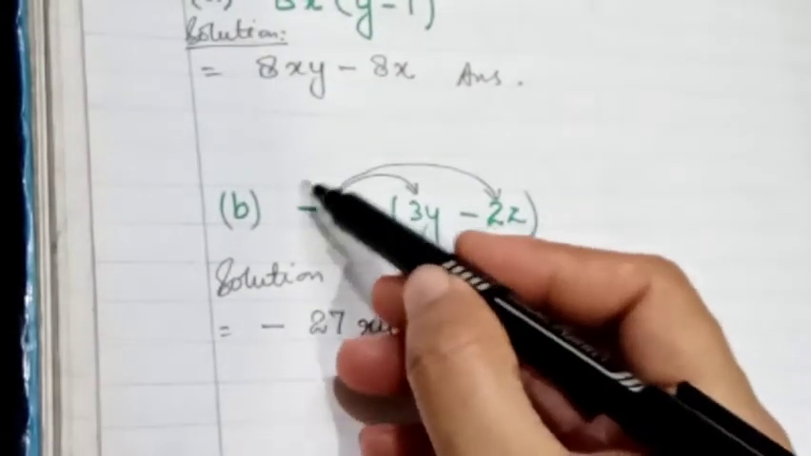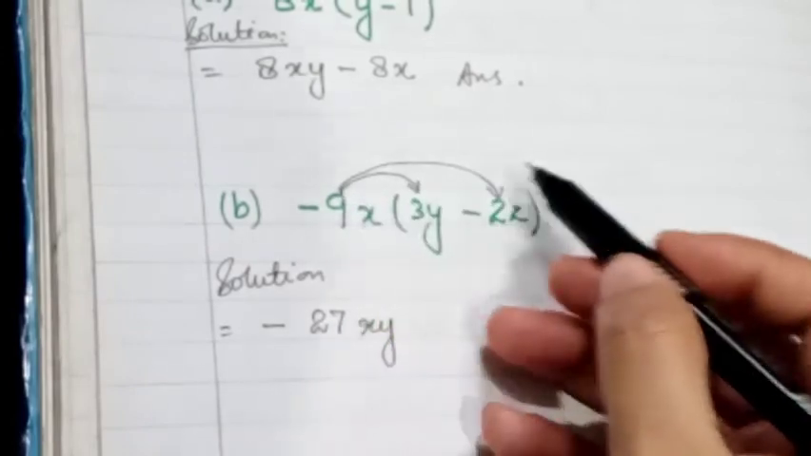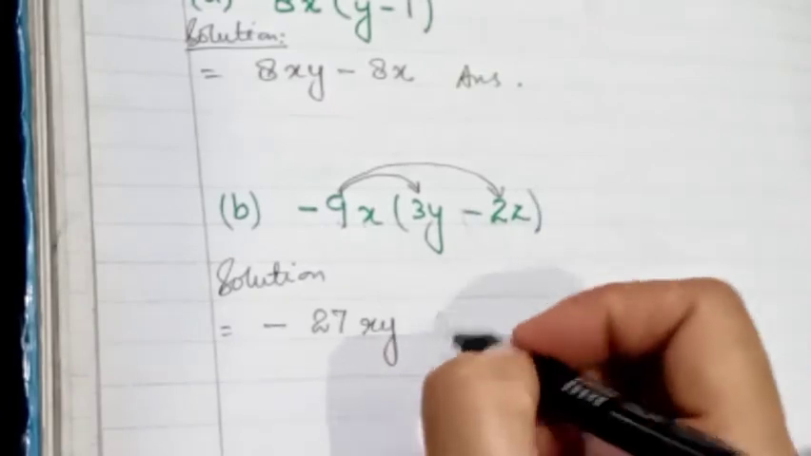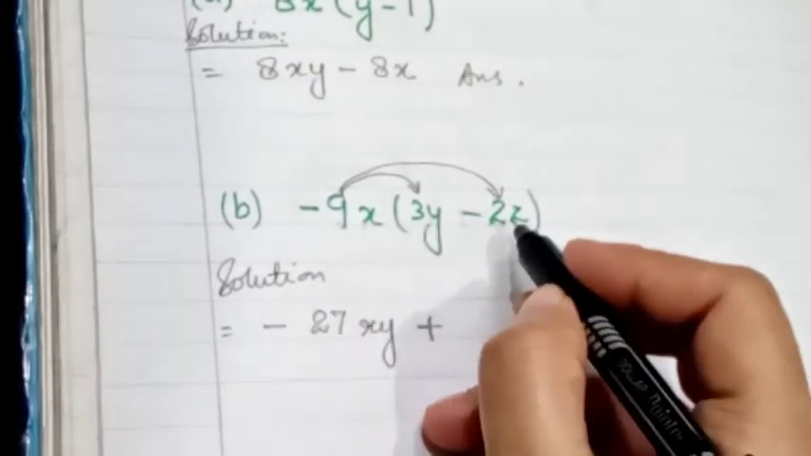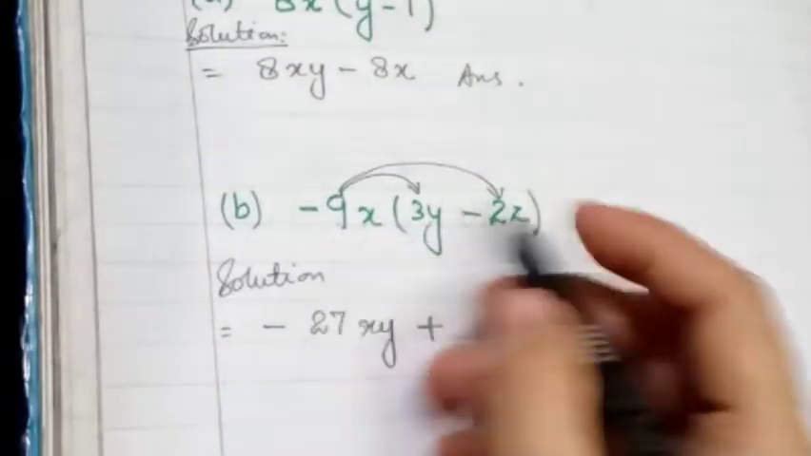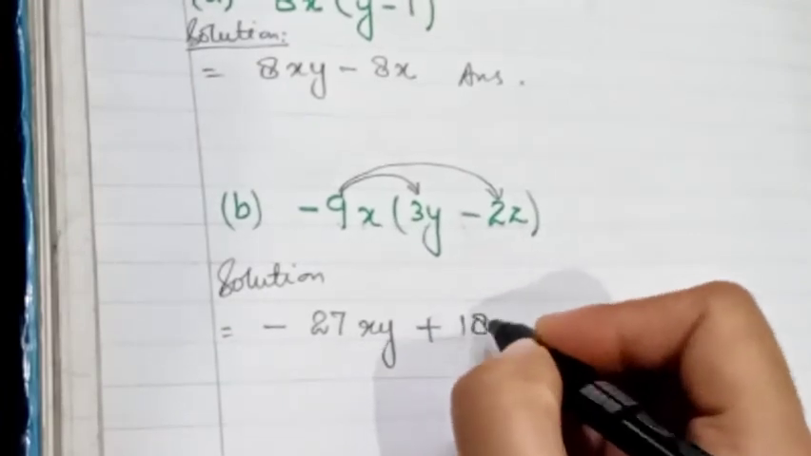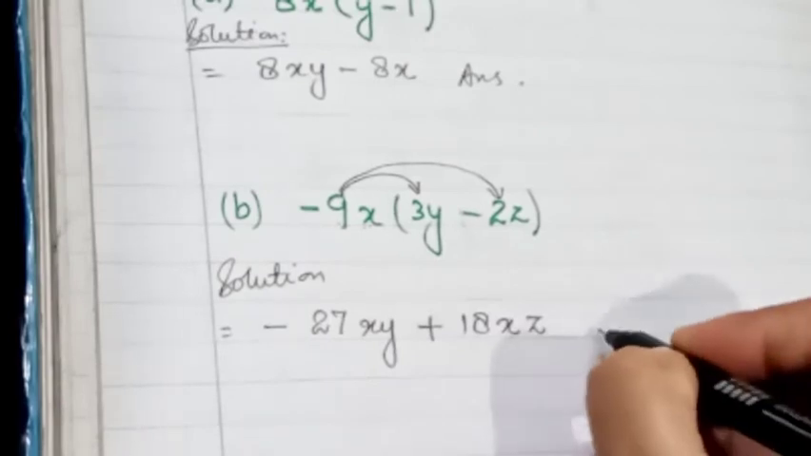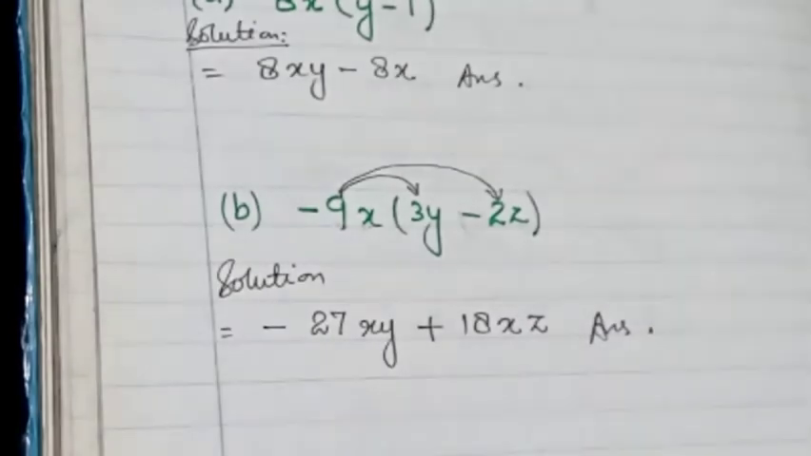Then we have to multiply minus 9x with minus 2z. Minus minus plus, 9 2s are 18. So I have to write 18. X into z means xz. So this is our answer.